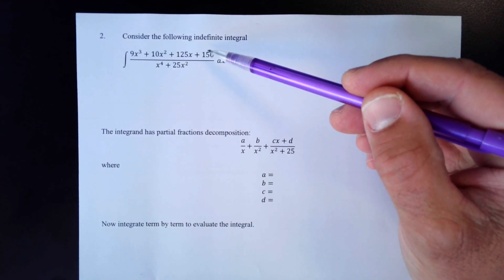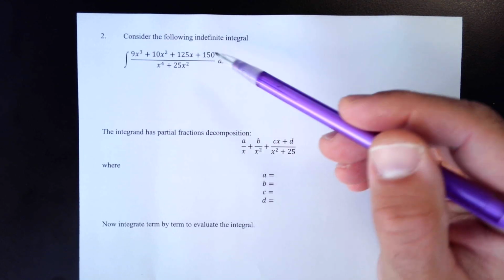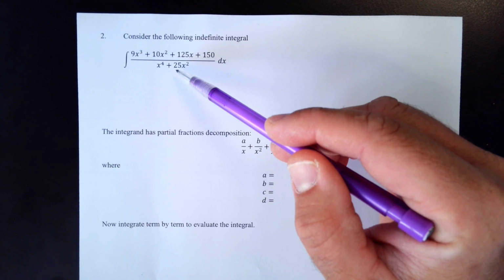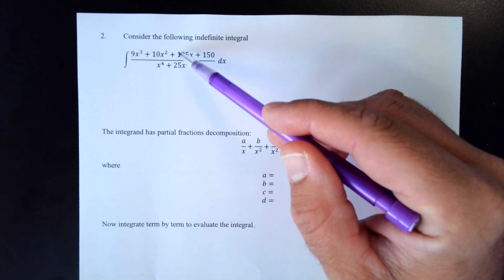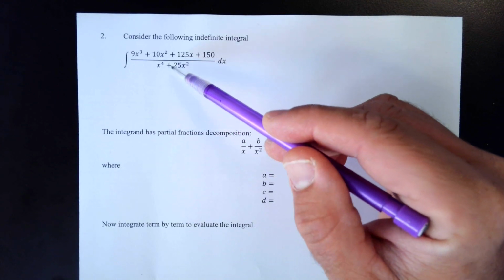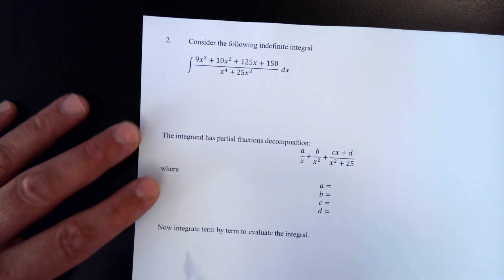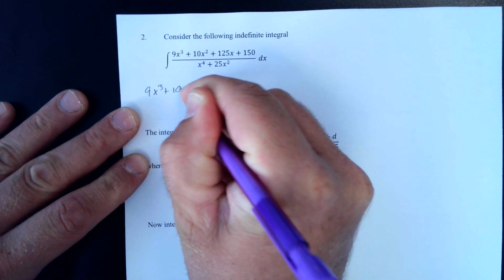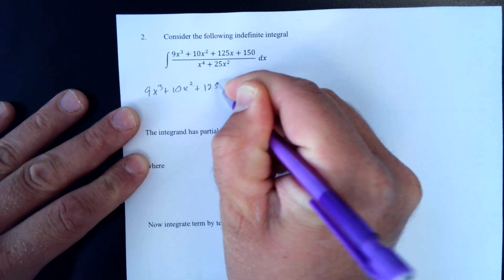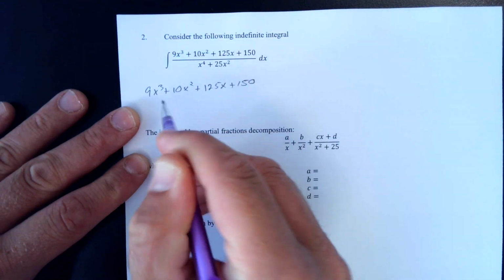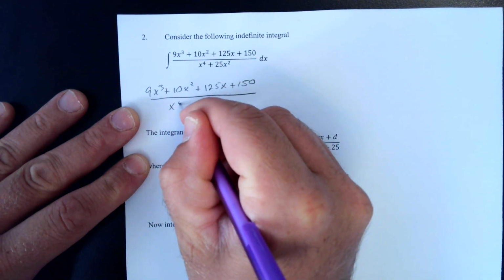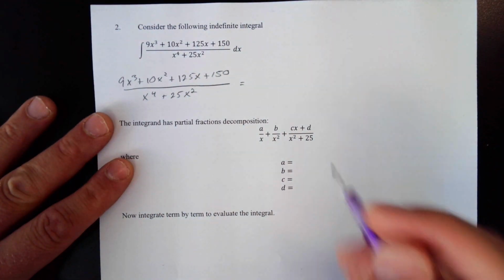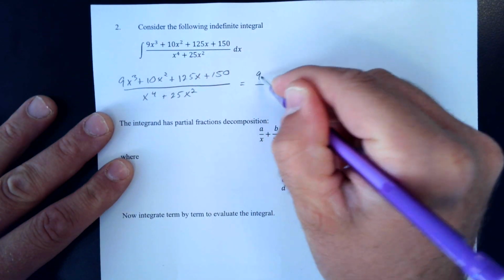The first thing we notice is that the numerator, the top, is a polynomial of degree 3, and the denominator, the bottom, is a polynomial of degree 4. Since the degree on the bottom is bigger than the degree on the top, we don't need to do polynomial division. But we do need to factor this denominator. So I'm going to rewrite this fraction, 9x cubed plus 10x squared plus 125x plus 150 over x to the fourth plus 25x squared, and I'm just going to rewrite this factoring the denominator. So the numerator I'm going to leave alone.